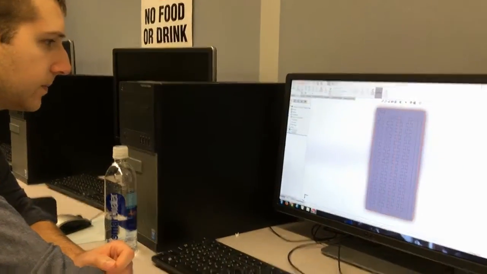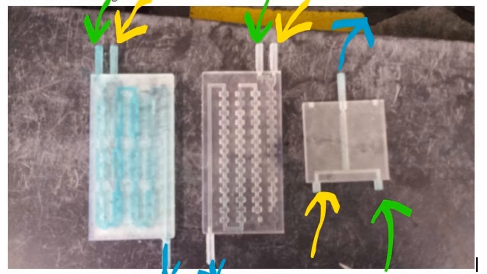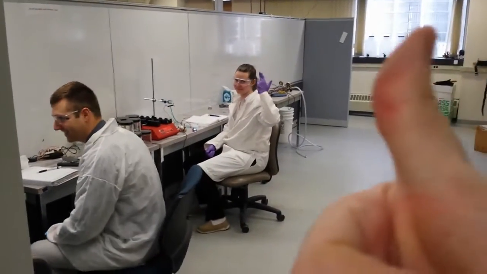3 different reactor designs were created in SolidWorks. The first was a base case, the second had many baffles, and the third used medium space. Everything's gonna go well.